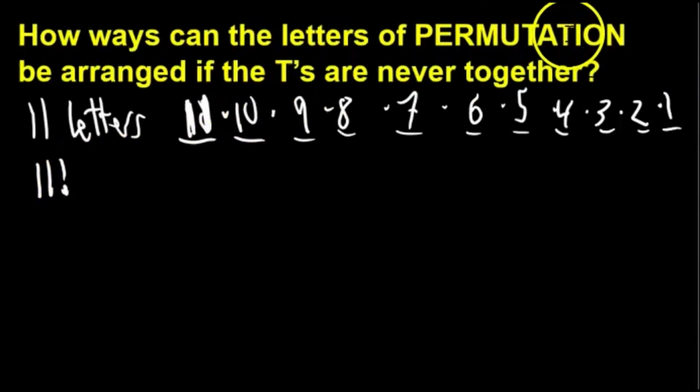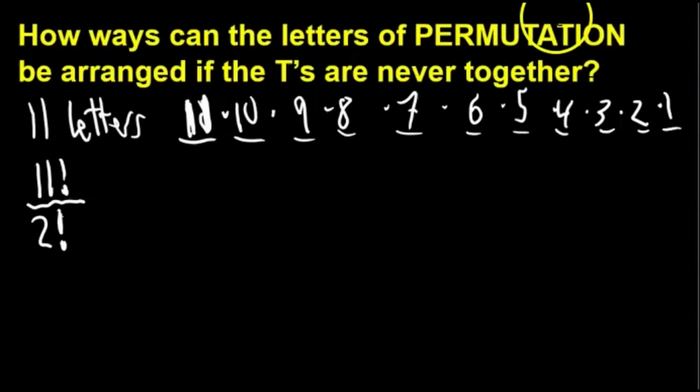But we have two T's that are the same. And if we swap these T's, we don't have another permutation because it's still the same word, permutation. So there's redundancy. If we have a T here, we could swap the T's wherever the other one is, and we haven't changed anything. So the number of permutations for permutation has to be 11 factorial divided by the redundancy of the T's. Now there's two of them, so it'd be 2 factorial.